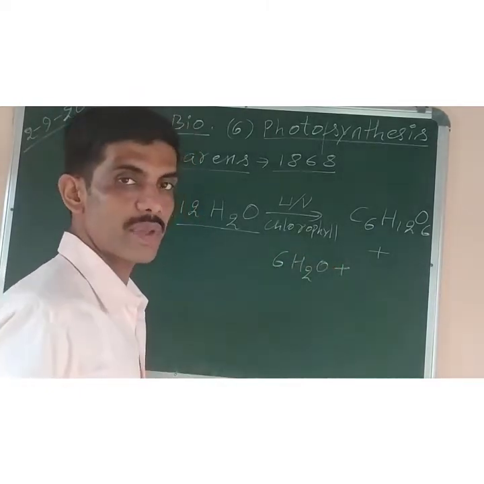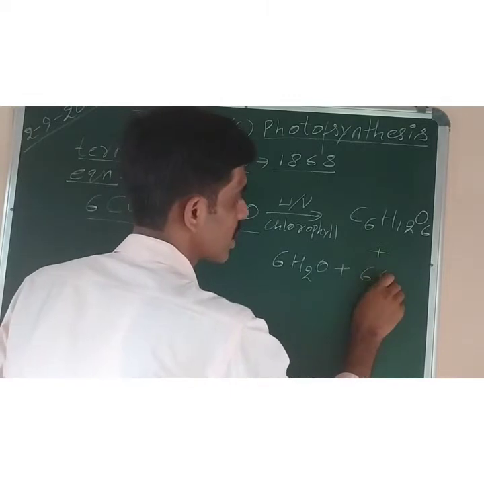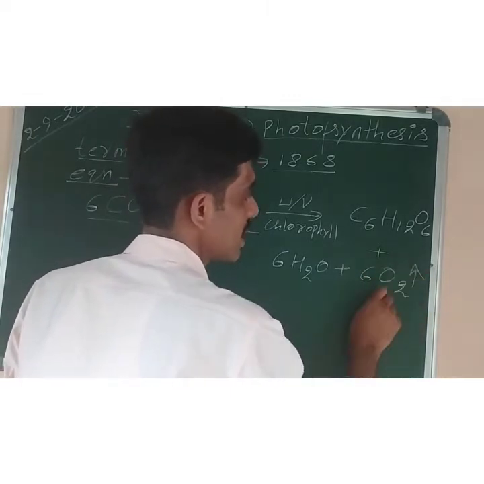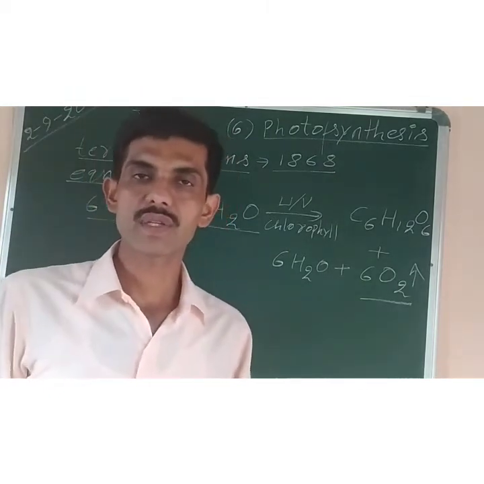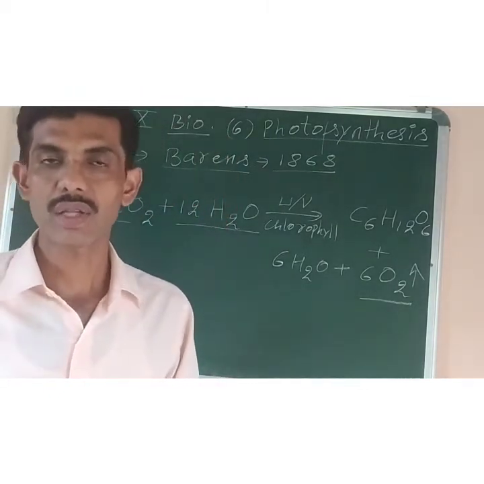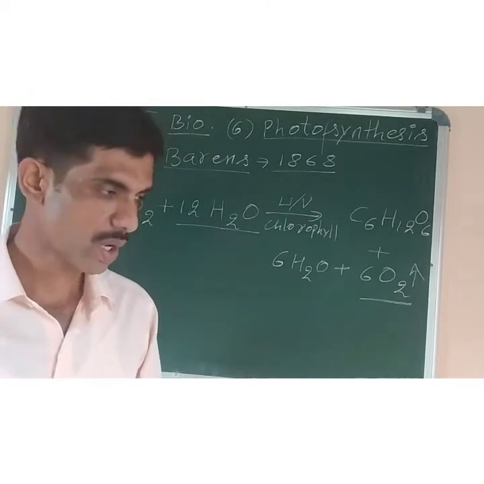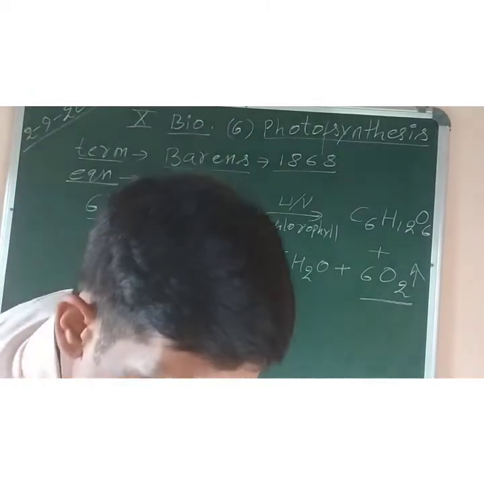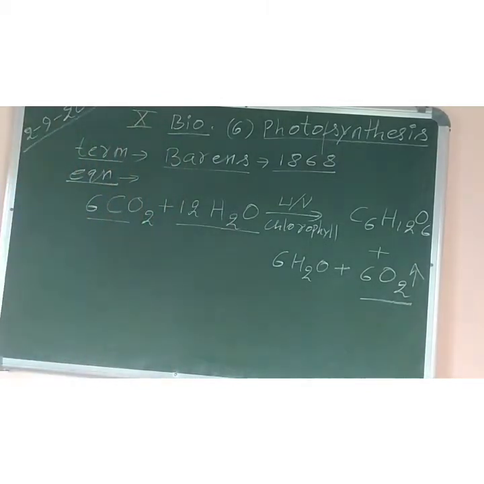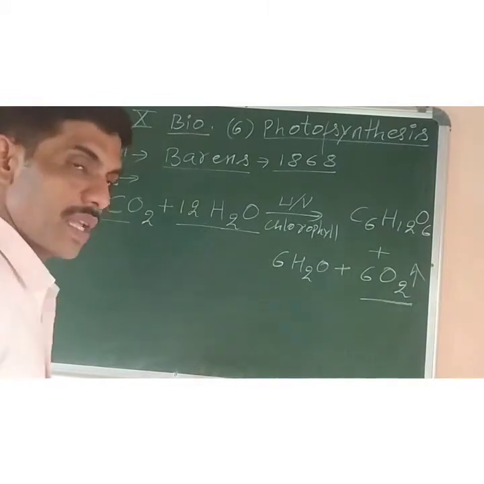and along with that one of the waste products, 6 molecules of oxygen, is also released, and this oxygen is the one which is used by all the animals to breathe, to carry out the process of respiration. Okay, so next we will study about the steps involved in photosynthesis. Okay, so next is the steps.